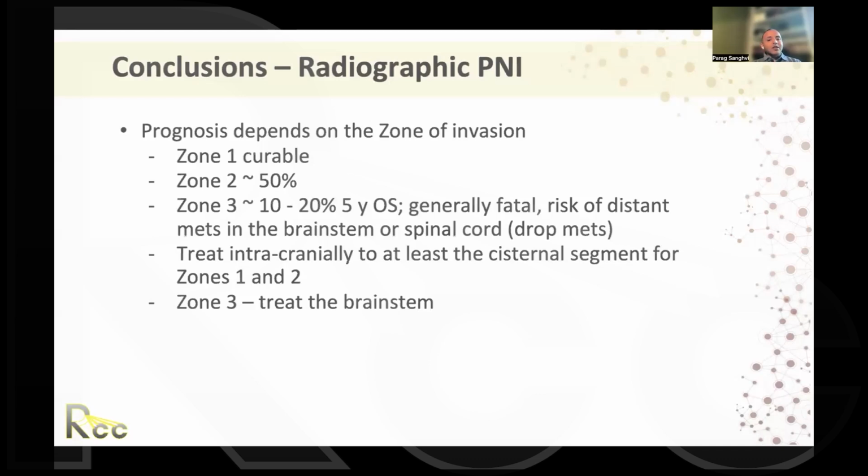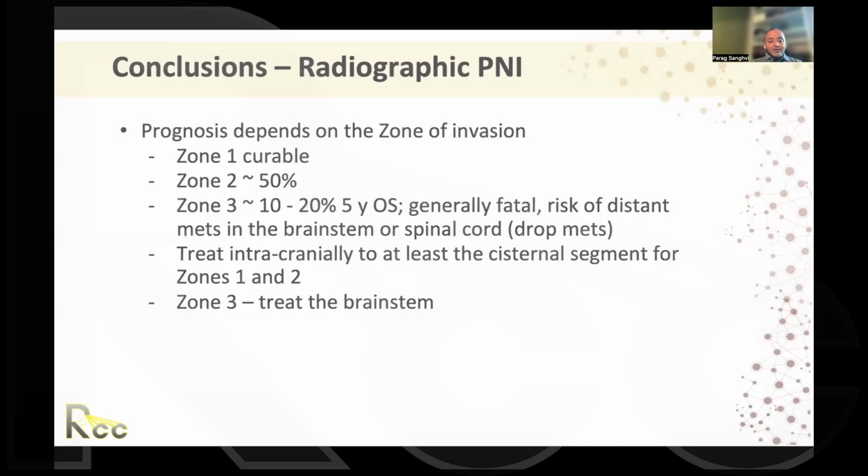Zone 3, the cure rates are very, very low. You can see the overall survival is low. They're generally fatal. And generally, the big issue for these patients is just distant disease, so disease extending into the brainstem or drop metastases. For any patients with radiographic PNI, I'm always going to cover zone 1 and zone 2. And if there's any zone 3 involvement, I'm going to cover the brainstem.